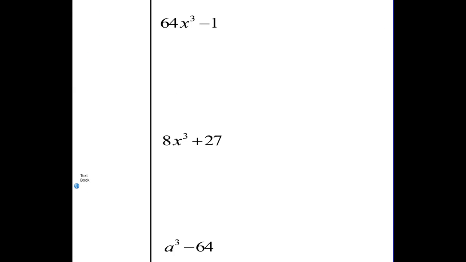So the first thing we have to do is look: are these perfect cubes? Is there a way I can write this out as something cubed minus something cubed? It's a difference of cubes because it's minus something cubed. Well, the easy one there is 1, which is really 1 cubed, 1 times 1 times 1, right? And we know to get the x cubed, we need to multiply by x. Now the tough part: what cubed gets you 64?